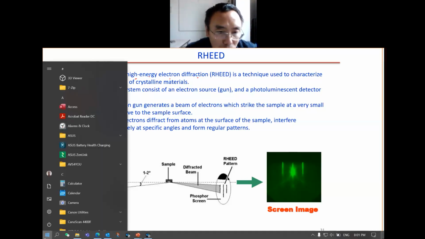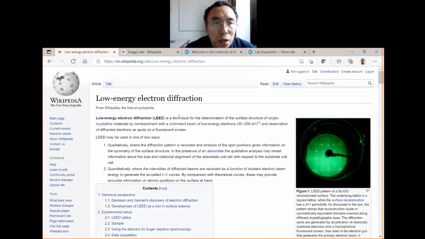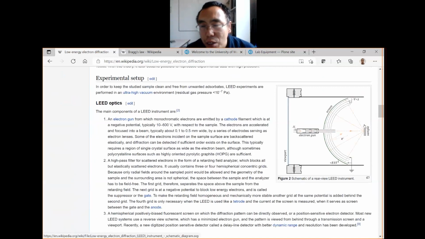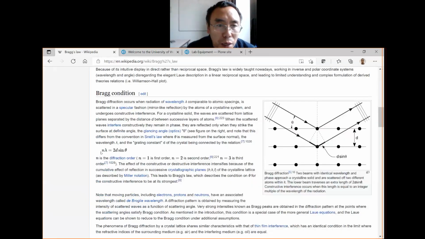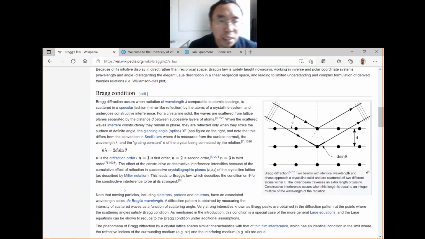I can show you. LEED, this is the low energy electron diffraction. So this is the spectrum. So what do you do here? Your electron shoots on the sample. Then you look at the diffracted electrons on the screen. This is the LEED. For the diffraction, we have this Bragg law. This is called the Bragg condition. This is Bragg's law. This is used for accurate diffraction: n lambda equals 2d sin theta.